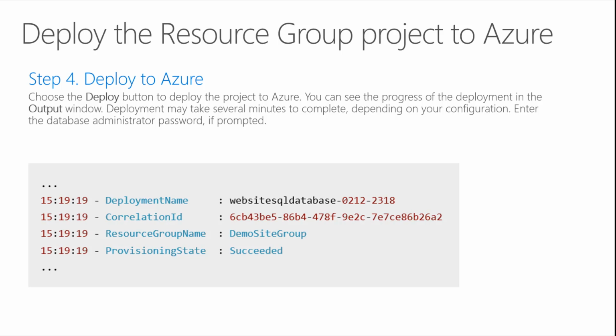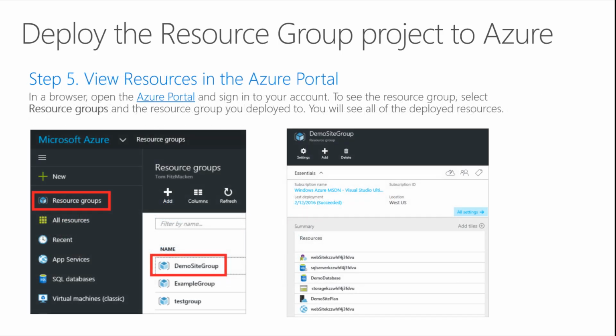So on the deploy to Azure, choose the deploy button and Azure or Azure Stack, and then you'll see the progress in the deployment output window, and it may take a few minutes to complete, depending on the configuration and how complex it is. And then if you have any other particular passwords, like in this case, an example of a database administrator, you would have to enter that as well. And then finally, of course, you could go into Azure Stack or Azure and actually see the resources deployed.